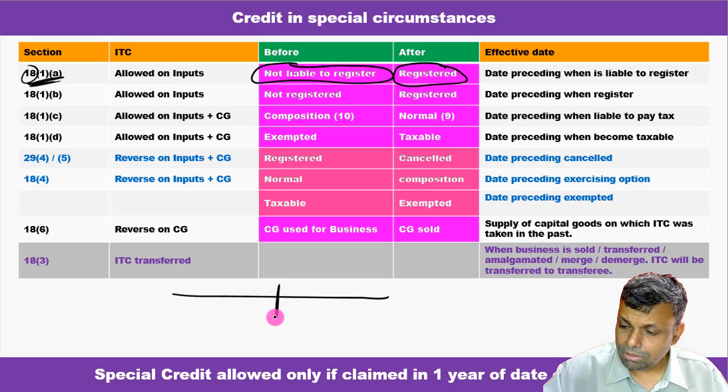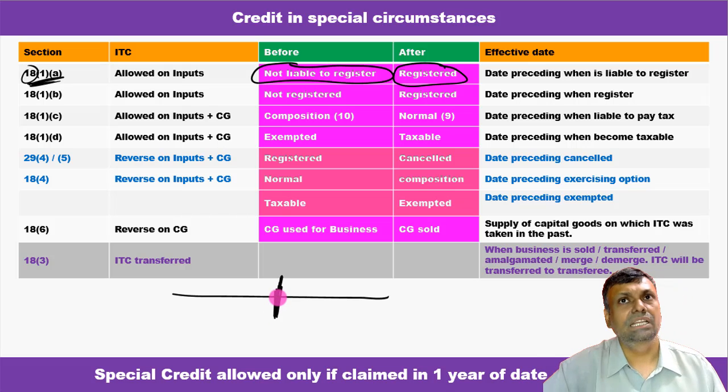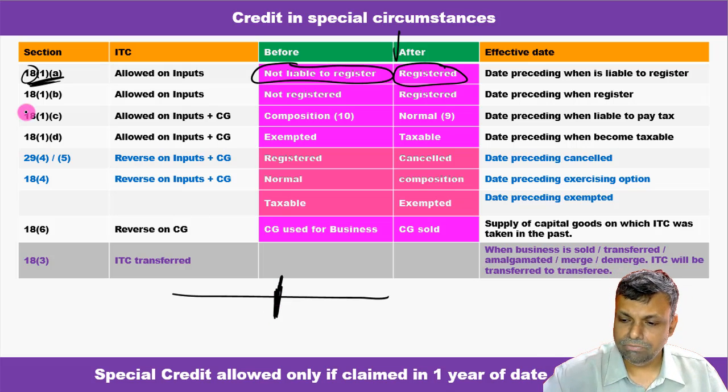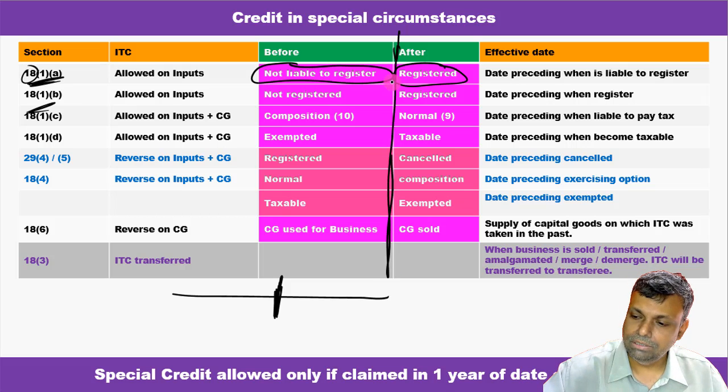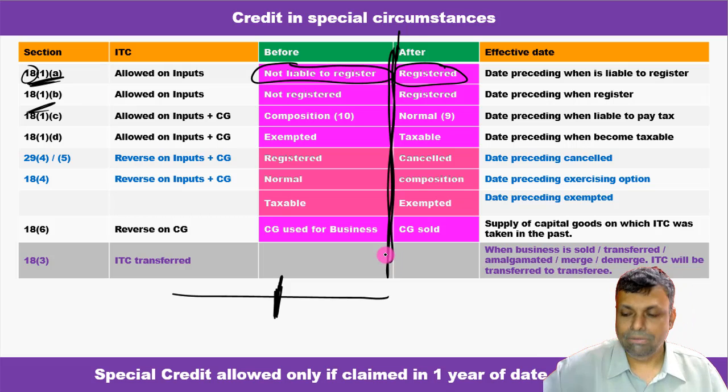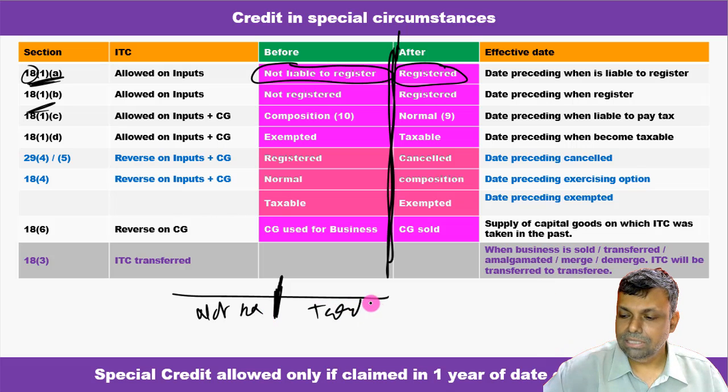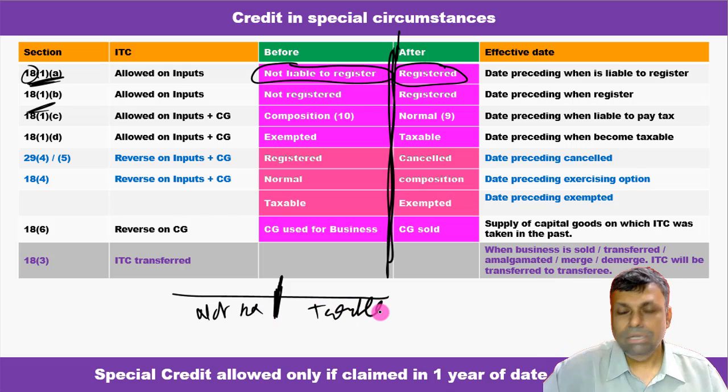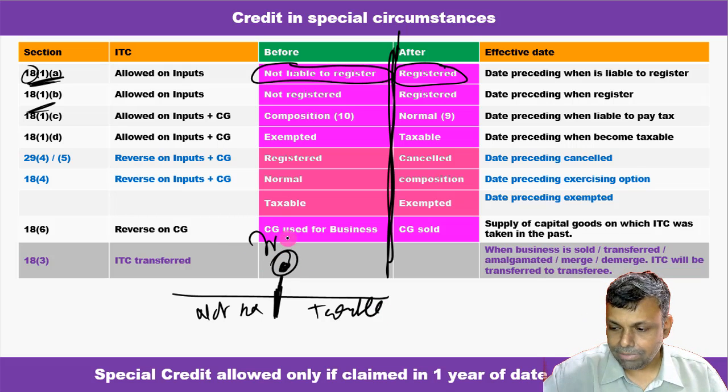Now, when a particular transaction has already taken place, I'll just take a cutoff date, and everywhere this is a cutoff date. These are all examples of a cutoff date. This is your cutoff date. So before and after. Before, when you are not registered, just imagine logically you are not taxable, and after that you are registered, that means now you are taxable. Now it may so happen that when your business was already going on at the cutoff date, there can be inventories.